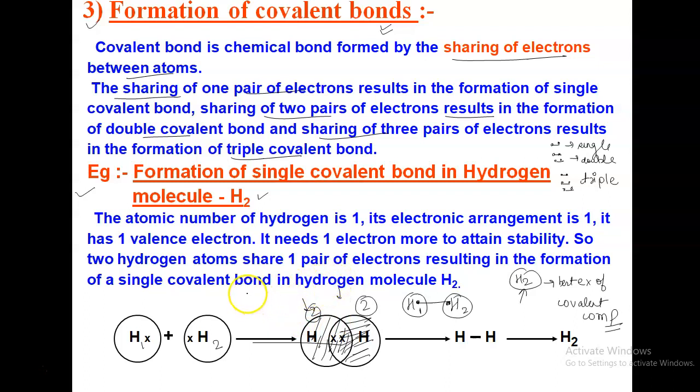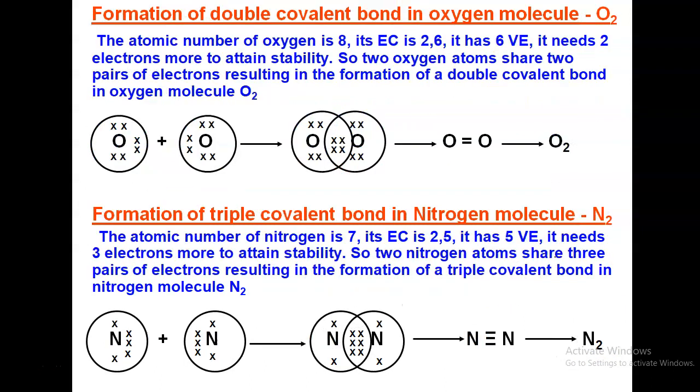We know how stability works. All 18 group elements are stable. If somebody attains the configuration like 18 group elements, they are also called stable. So hydrogen got configuration like helium. Helium has configuration 2, so hydrogen also has now configuration 2. So it becomes stable.